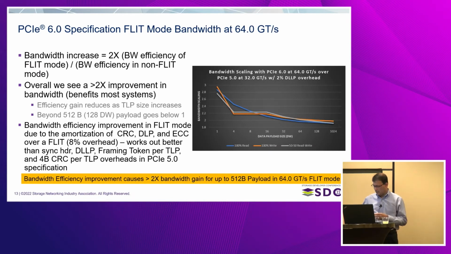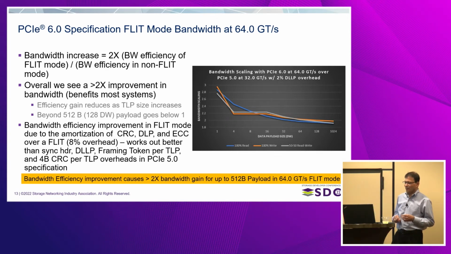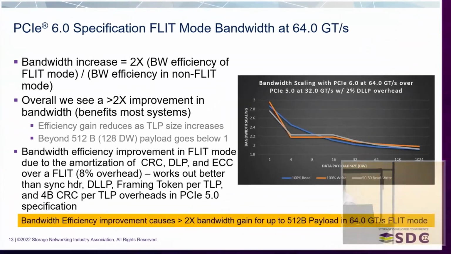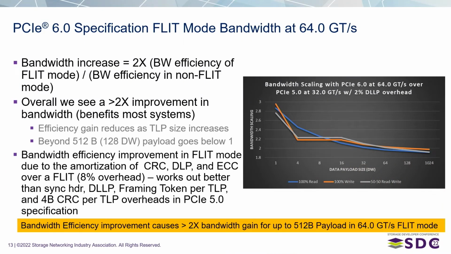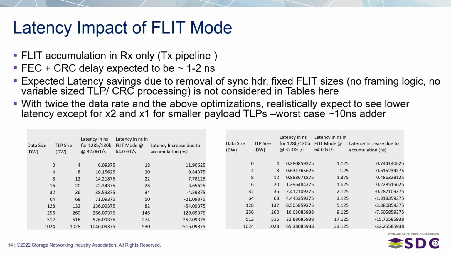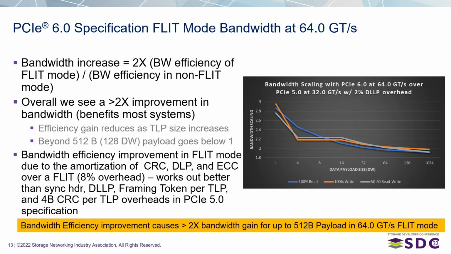Okay, so if we look at this picture, we change the data payload size here in D words. Every D word is 4 bytes. So you'll see that for smaller payloads, they get more than 3x improvement. Remember, because we doubled it, we are expecting a 2x improvement. So why are we getting a 3x improvement? It's because of that efficiency gain. We are not paying the per TLP framing token and per TLP CRC, and you can expect that will be much more pronounced when the payload is smaller. When the packets are smaller, the overheads are bigger, because you got rid of those per TLP overheads. Those don't matter anymore that much, right?